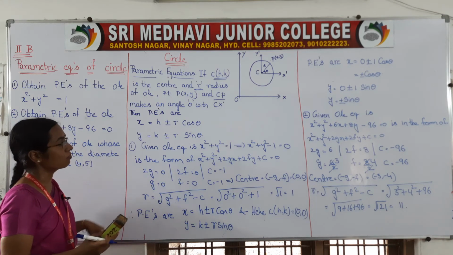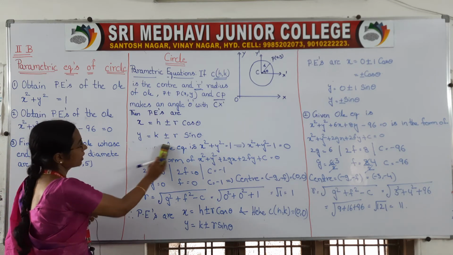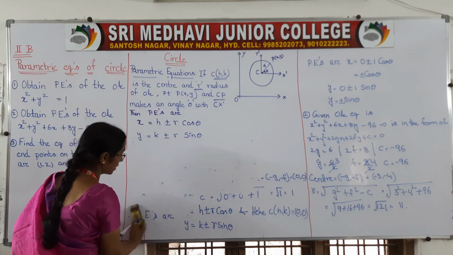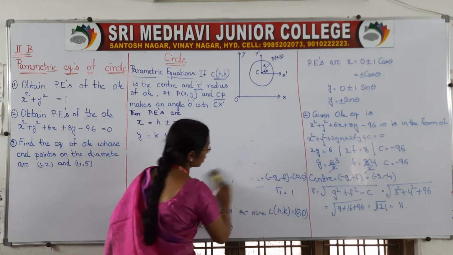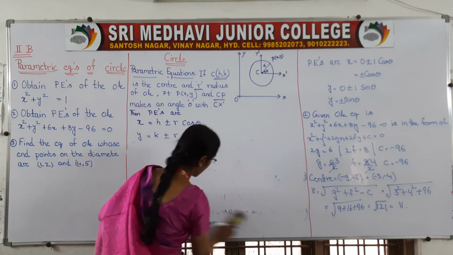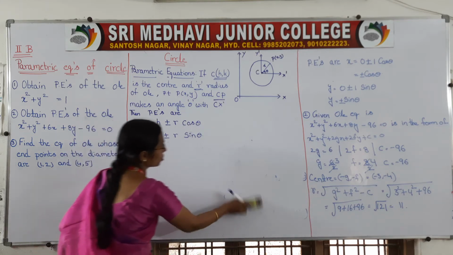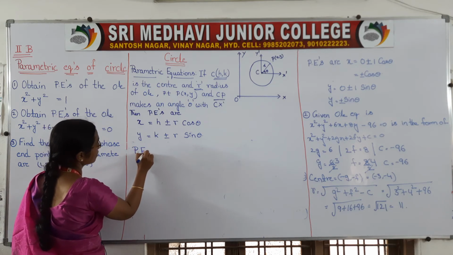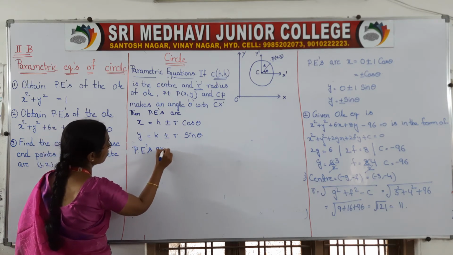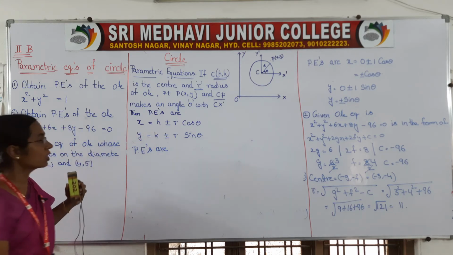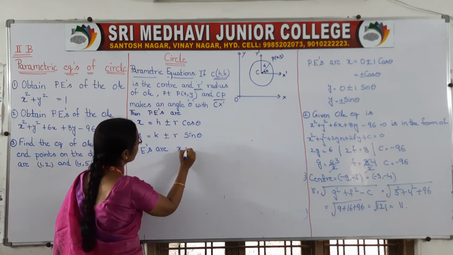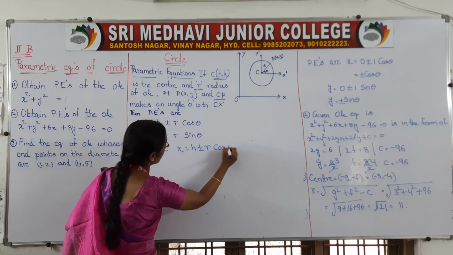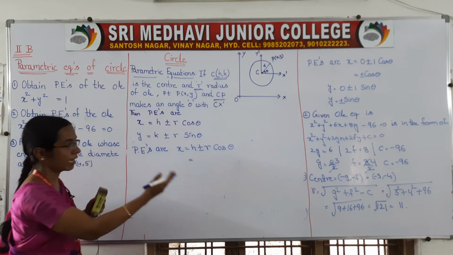Now we have to find the parametric equations of that circle. If we know the center and the radius, we can easily write the parametric equations. So what are the parametric equations? x is equal to h plus or minus r cos theta.